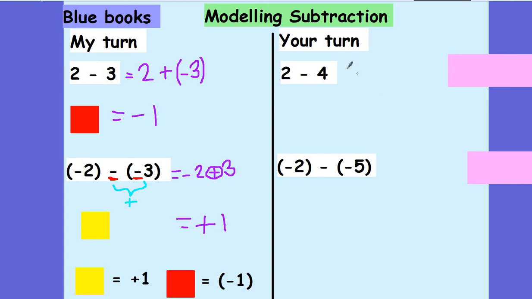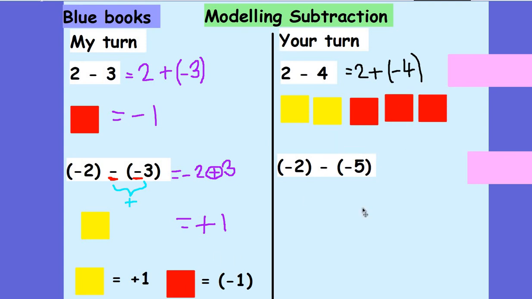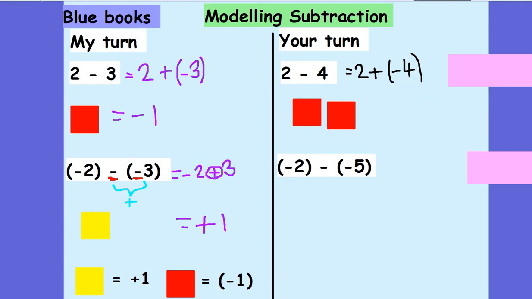So for the first one, I know I can write that as 2 plus negative 4. And I can model that using my algebra tiles. I need to grab 2 yellows for the positive 2. And I need to grab 4 reds for my negative 4. Let's remove some 0 pairs. There's 1, there's 2, and all I've got left over is negative 2.